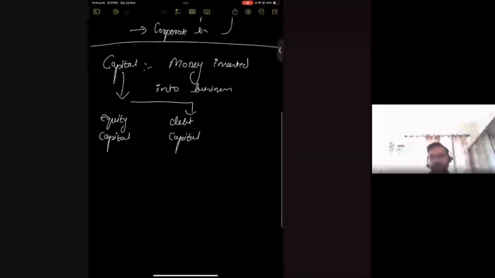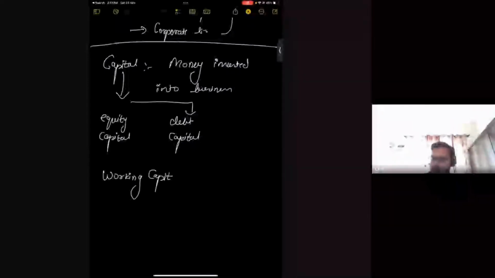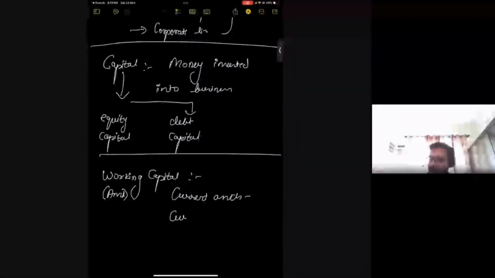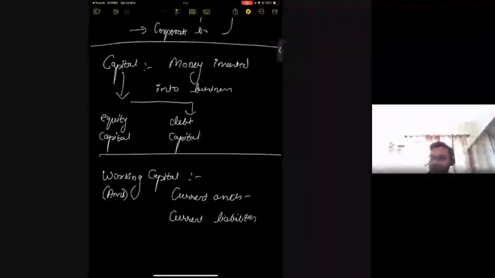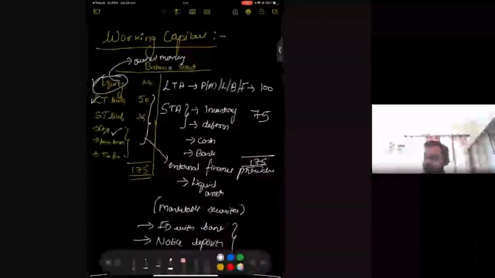Working capital kind of diverts from this entire way in which we're discussing things. And working capital basically means, if I give you a bookish definition, the amount of working capital is nothing but current assets minus the current liabilities.